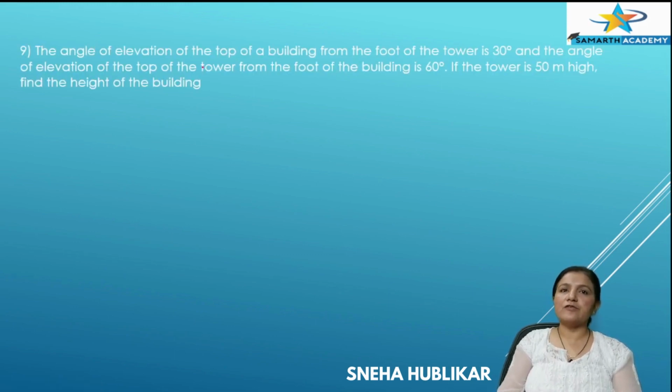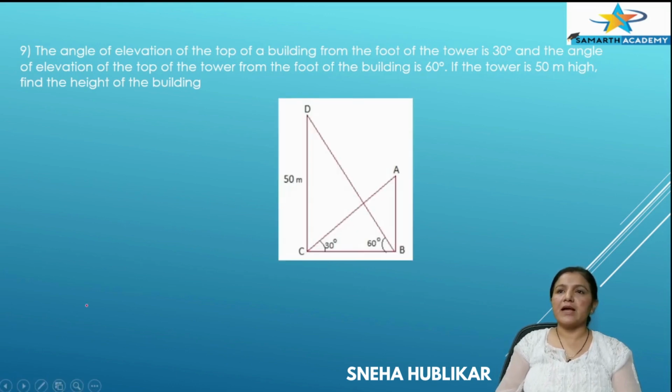Question 9. The angle of elevation of the top of the building from the foot of the tower is 30 degrees. And the angle of elevation of the top of the tower from the foot of the building is 60 degrees. Okay, so CD is tower and AB is building. So what he is asking here, if the tower is 50 meter high, find the height of the building.